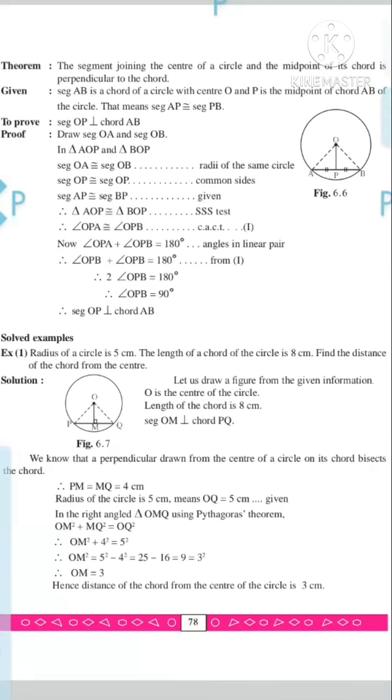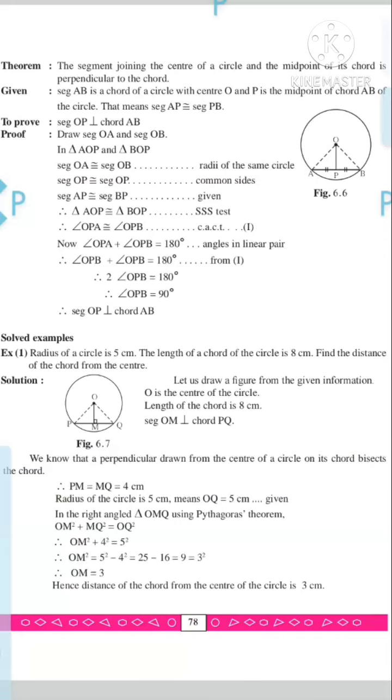What you have to prove is OP is perpendicular to AB. It is just the opposite of the previous theorem. There it was given OP is perpendicular, so you have to prove AP is equal to PB. Here AP is equal to PB is given, you have to prove OP is the perpendicular bisector. Okay, now let us see how to prove it.